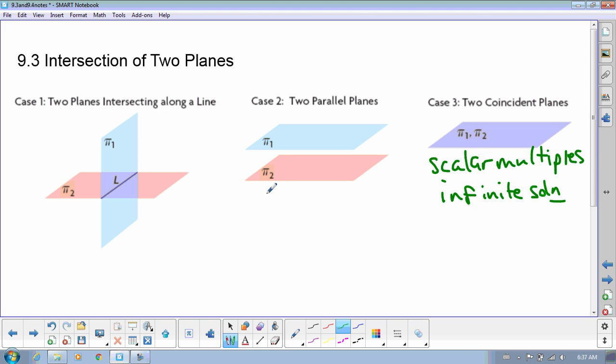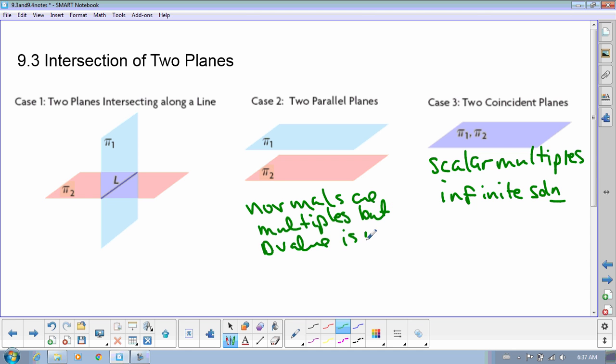Now case 2, the normals are multiples. But the d value is not. So we say that this here is no solution.